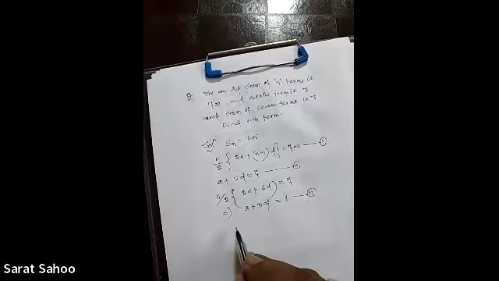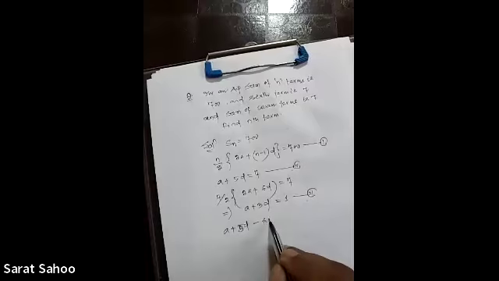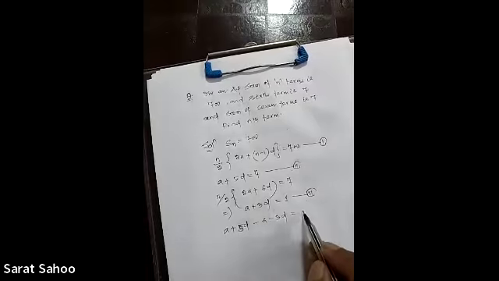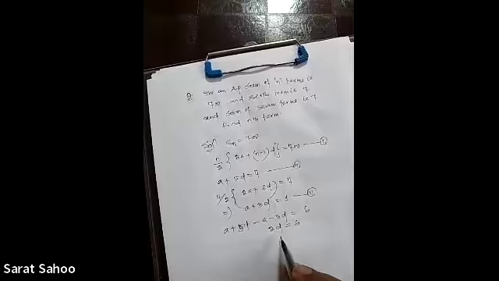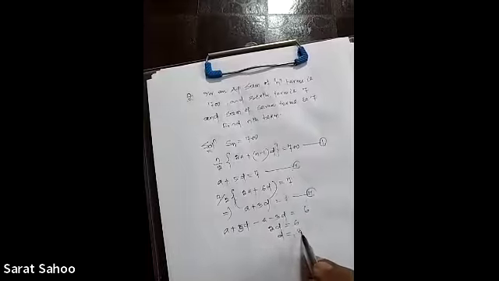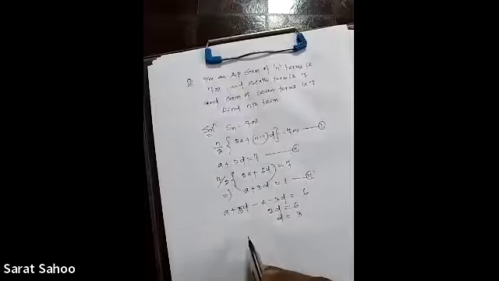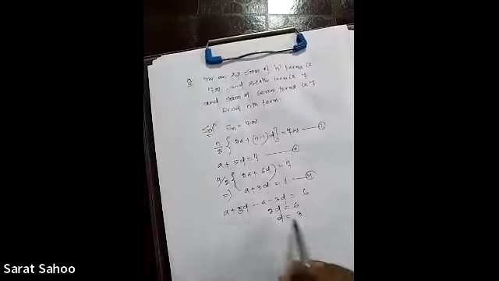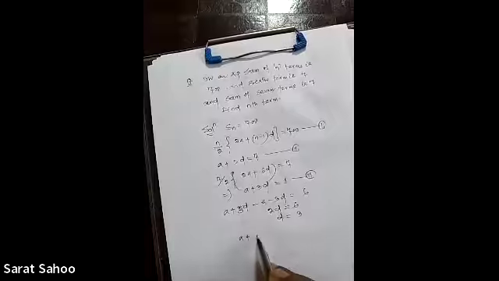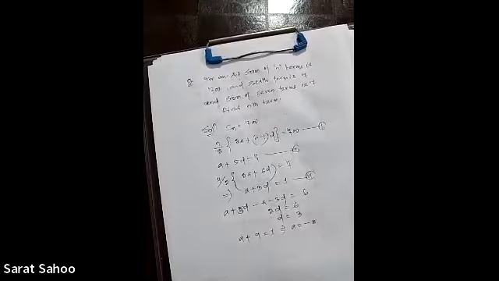So a plus 5d minus a minus 3d is equal to 7 minus 1 is 6. So 2d is equal to 6, implies d is equal to 3. If d is equal to 3, then what will be the value of a? A plus 3d is equal to 1. A plus 9 is equal to 1. Implies a is equal to minus 8.